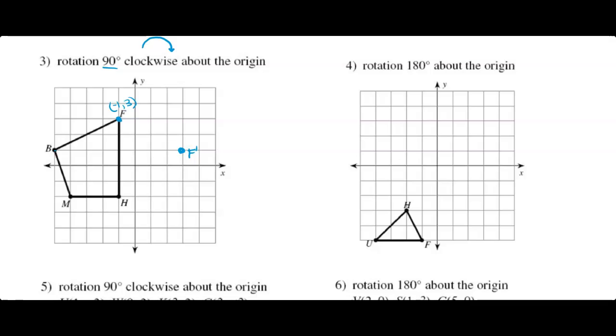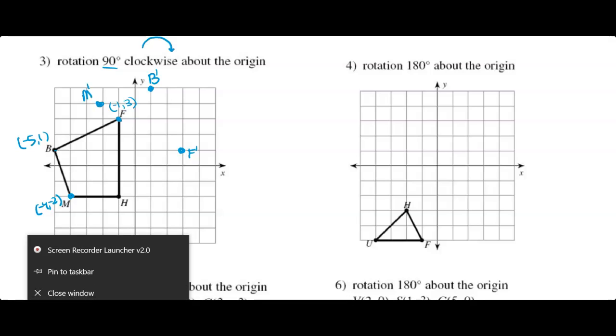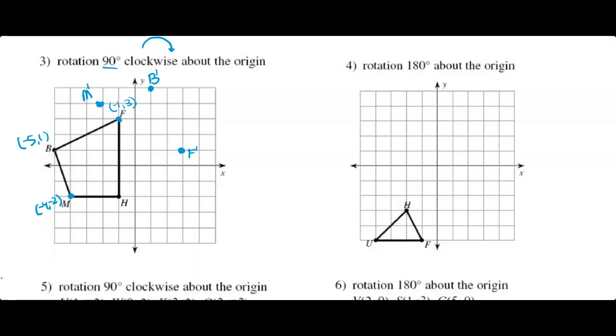B is in the second quadrant as well at the point negative 5, 1. So when it goes to the first quadrant, it'll switch order to be 1, 5. M is in quadrant 3, so it's going to end up in quadrant 2. And it is at the point negative 4, negative 2. So it will be at negative 2, positive 4. Again, switch the order and then make it match the signs.